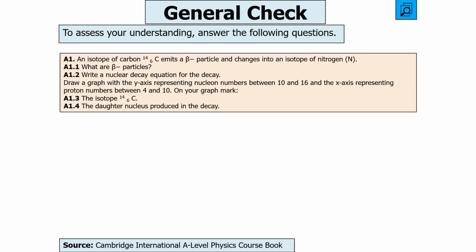The next question says an isotope of carbon-14 emits a beta minus particle and changes to an isotope of nitrogen. What are beta minus particles? Write a nuclear decay equation for this decay. Draw a graph with the y-axis representing the nucleon numbers between 10 and 16 and the x-axis representing the proton numbers between 4 and 10. And on the graph, mark the isotope for carbon and the daughter nucleus that this decay would produce. So pause the video now, then unpause the video when you want to go through your answer.